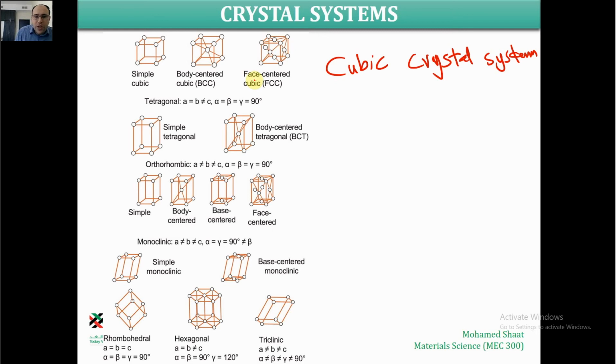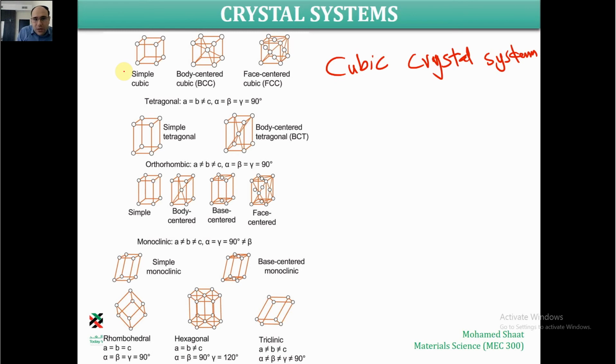The difference between FCC and BCC, as we discussed in the last video, is that in the FCC there is an atom located at the center of every face, but in the BCC crystal structure, we have one atom that is located in the core, and other atoms are located at the corners.